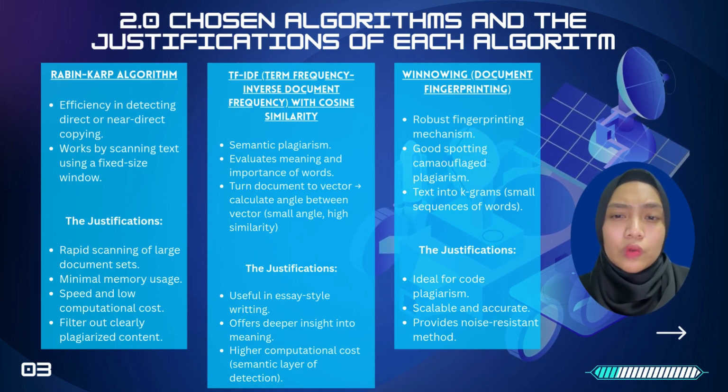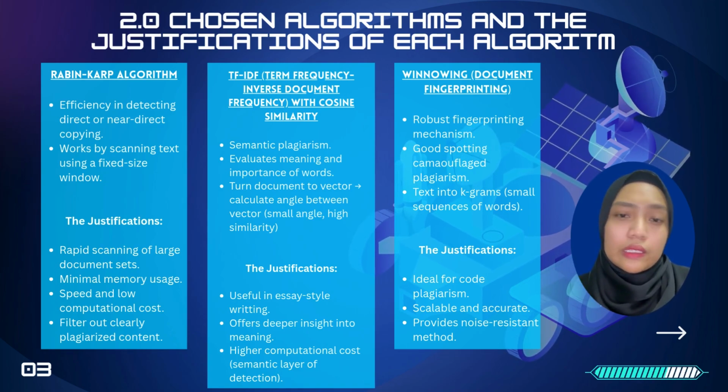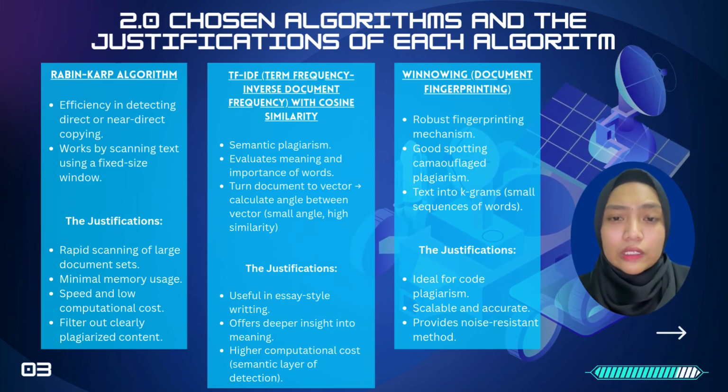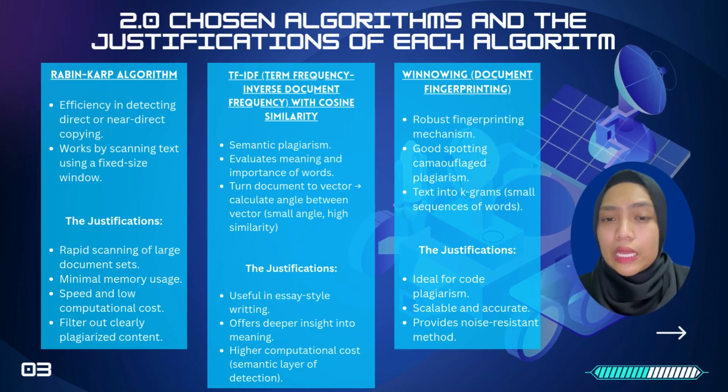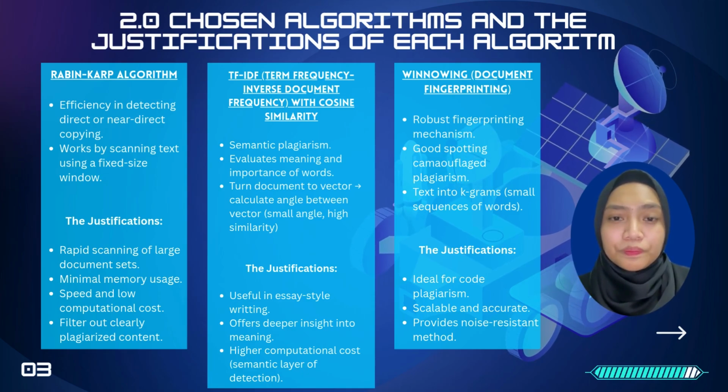Rabin-Karp works by scanning text using a fixed size window and generating hash values for each substring. If a match is detected through identical hash values, the system performs a detailed comparison to confirm it. This approach allows for rapid scanning of large document sets with minimal memory usage.